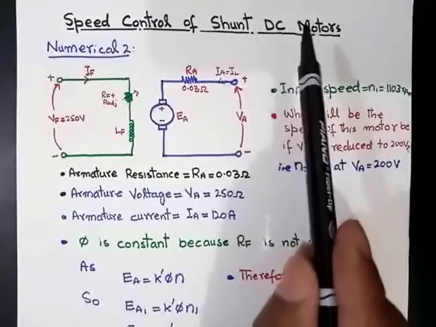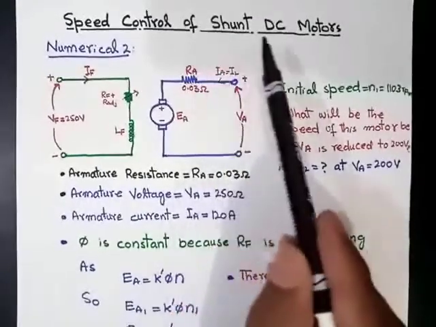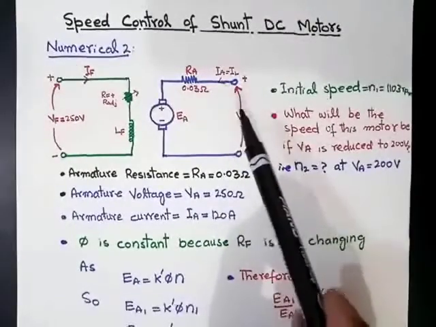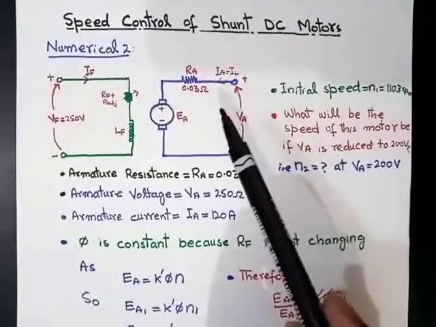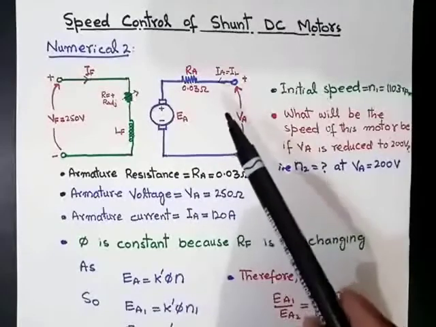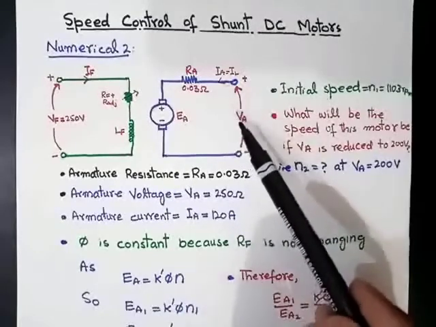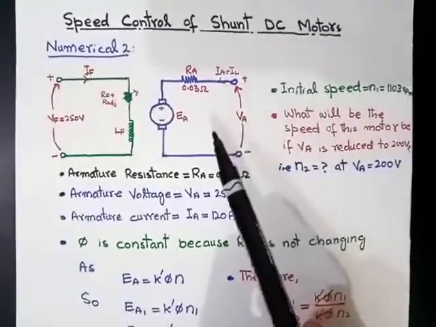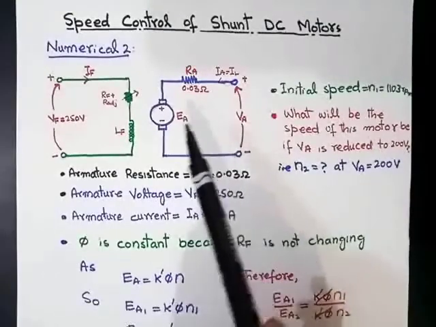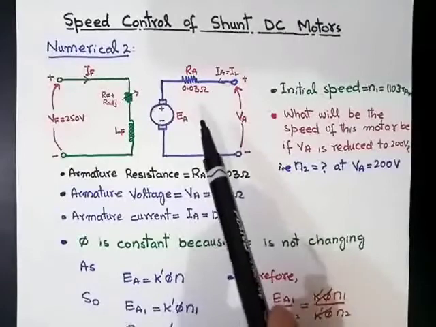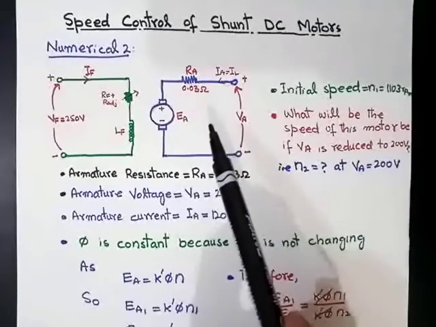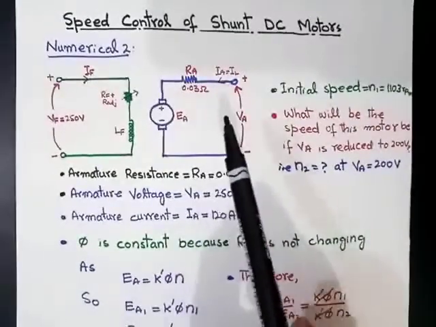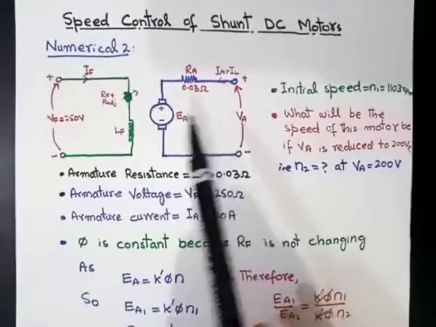And the second method of speed control of shunt DC motor is to control the speed by changing the armature voltage. As we have already discussed the theory of this method, by changing the armature voltage, we can change the speed of the shunt DC motors. Here, the motor is given separately excited. The same parameters are given here as given in numerical number 1.